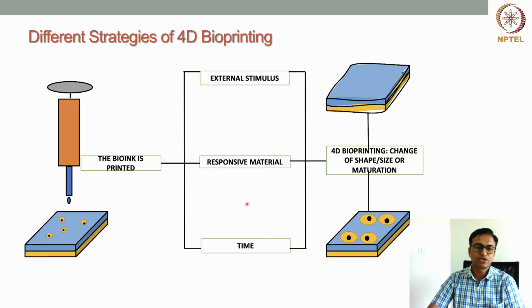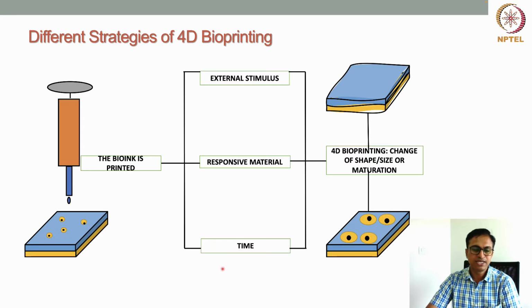Typically for this, different responsive materials are mostly used. They are called smart materials, or smart biomaterials. These biomaterials can respond to different types of stimuli, and then this programmable change in size and shape can happen. All these things can be related to 4D bioprinting.